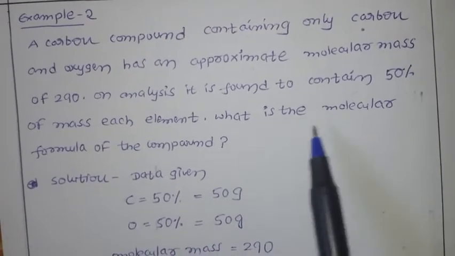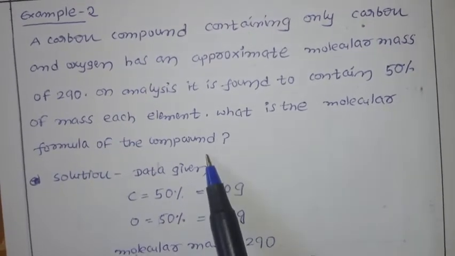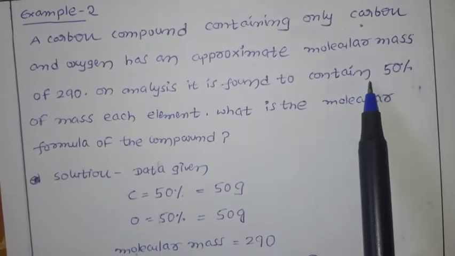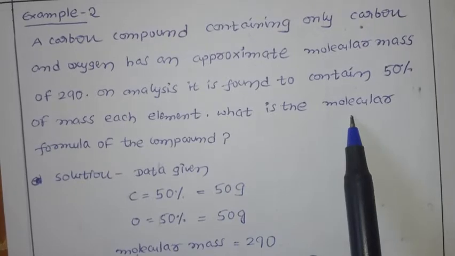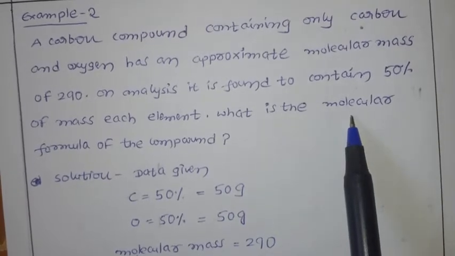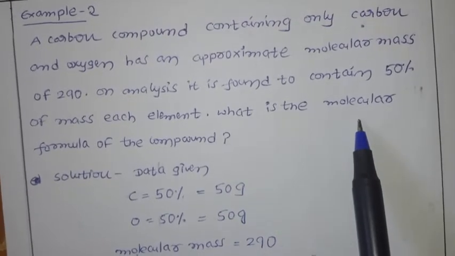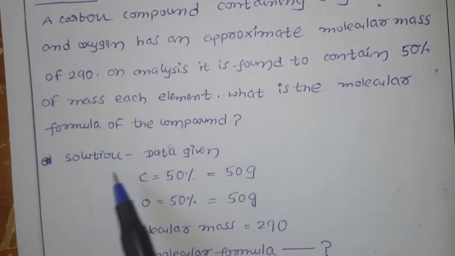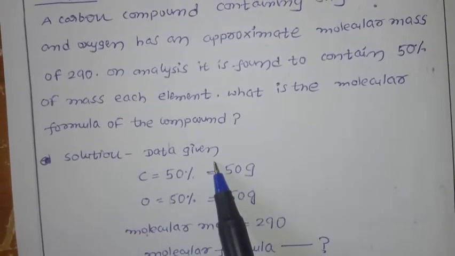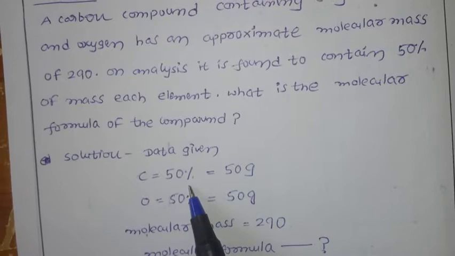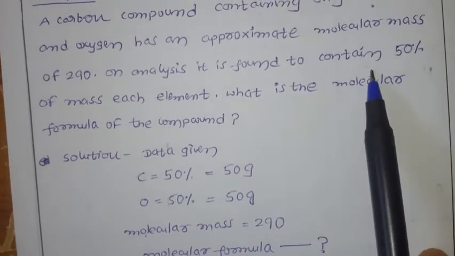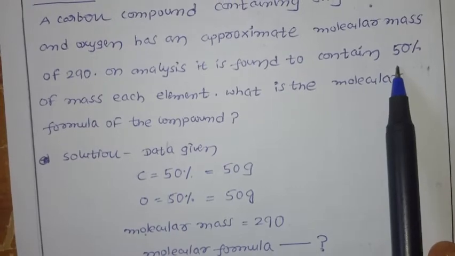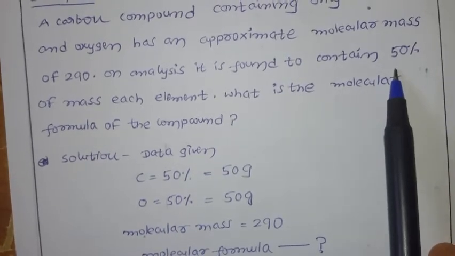Now what is the question? What is the molecular formula of the compound? From the percentage of composition, if you want to find the molecular formula, first we have to find the empirical formula, and from the empirical formula we find the molecular formula. Now go for the solution. What is the data given? We have carbon 50%, oxygen 50%.